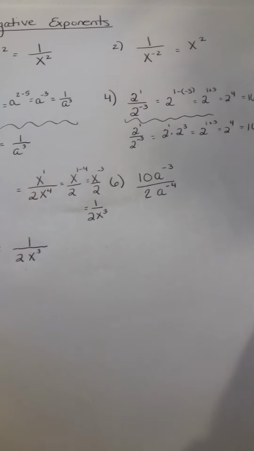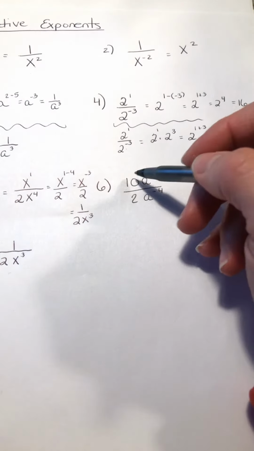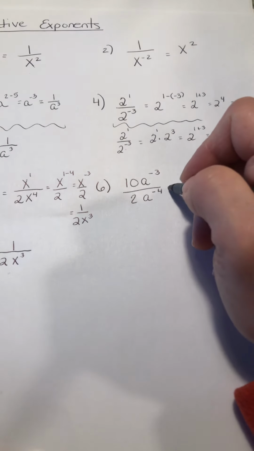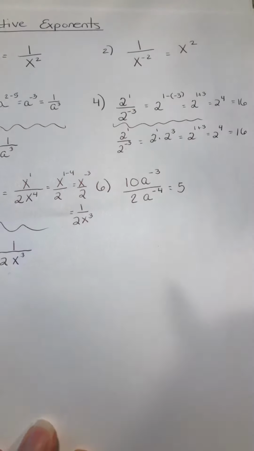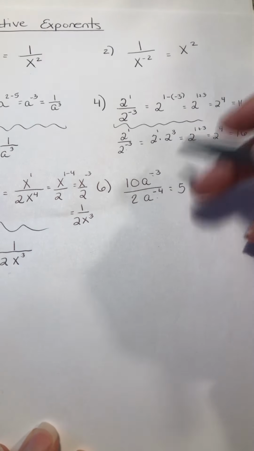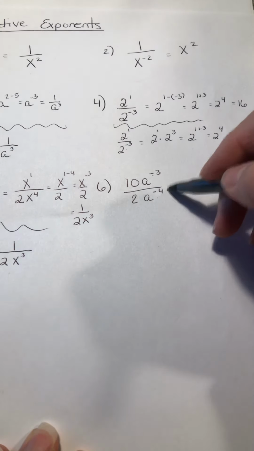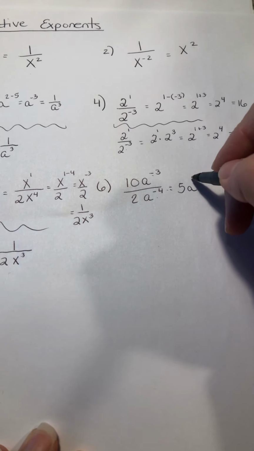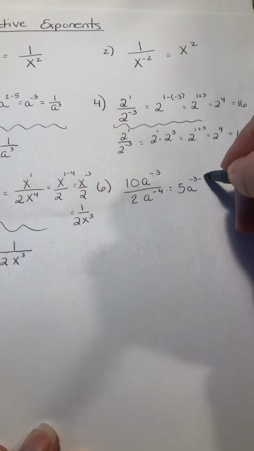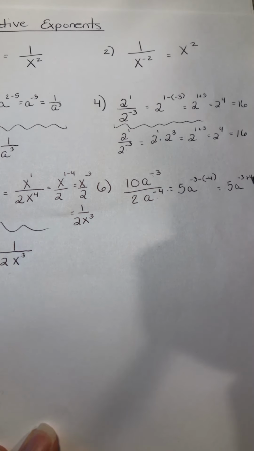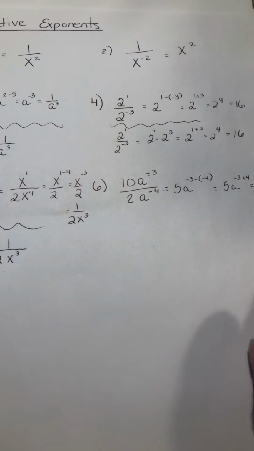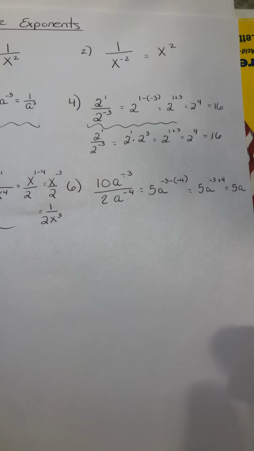Okay, last one we're going to talk about right here. Again, dividing the coefficient, 10 divided by 2 is 5. And we have divide like bases. We are going to keep the base and subtract the exponents. So just be careful with the negatives. Negative 3 minus a negative 4 becomes 5a to the negative 3 plus 4, or 5a to the 1st power, which is just 5a.